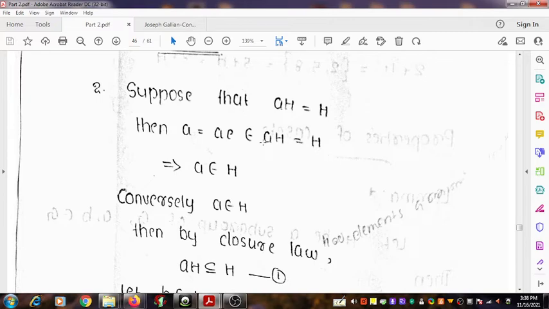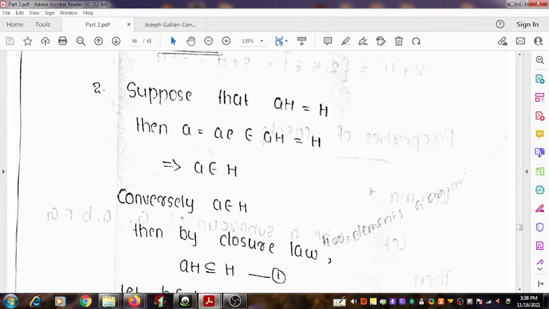Since we suppose that AH equals H, consider A written as A into E. That means A into E is an element of A into H, but AH equals H, therefore A into E is an element of H, and since E is the identity, we get that A is an element of H. Thus A is an element of H.